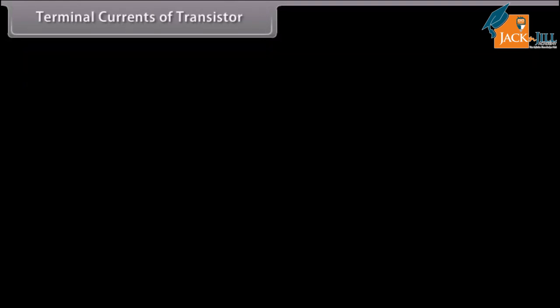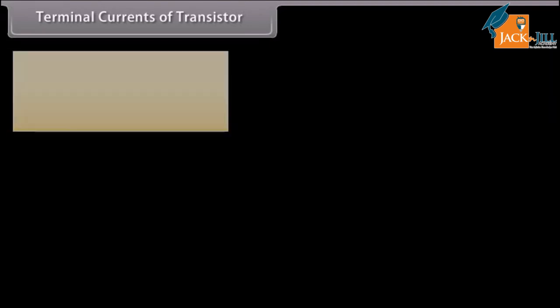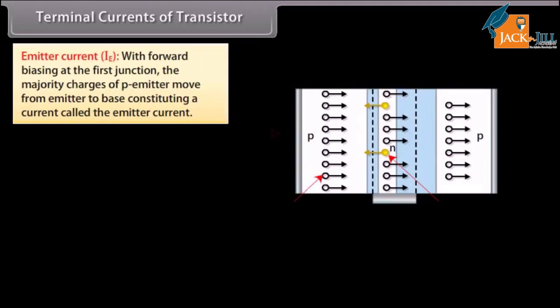Terminal currents of a transistor. We consider a PNP transistor to understand the different terminal currents. Emitter current, IE. With forward biasing at the first junction, the majority charges of the P emitter move from emitter to base, constituting a current called the emitter current.